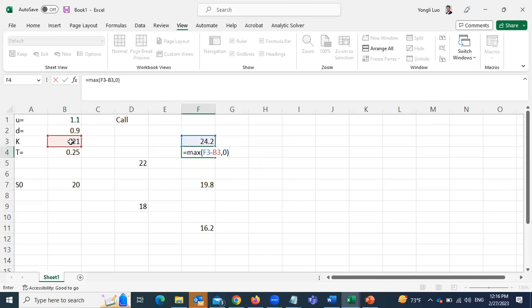Because 24.2 is higher than the strike price, you take the maximum of the difference between the current stock price and the strike price, and compare that number with 0. Which one is greater? 24.2 minus 21 is 3.2, which is greater than 0. So the option price is going to be 3.2, right? Is that okay? Questions?